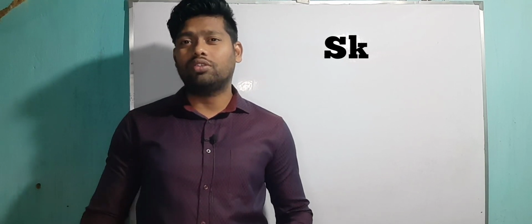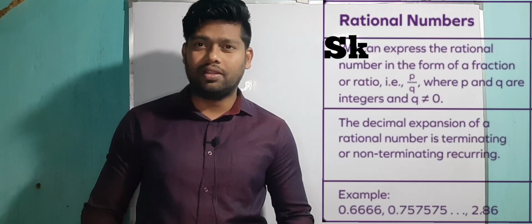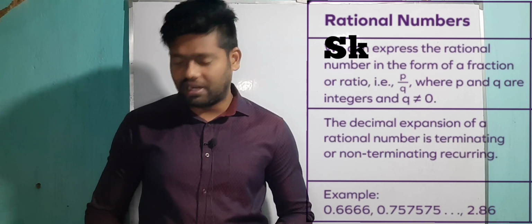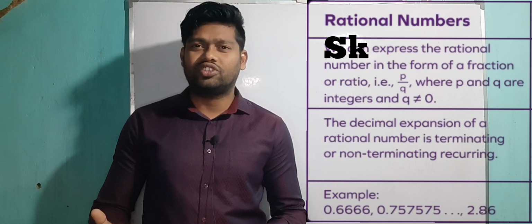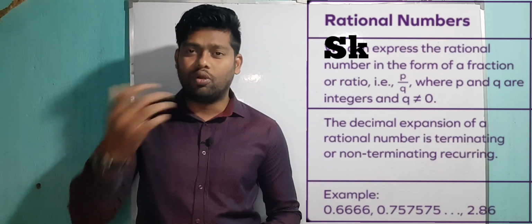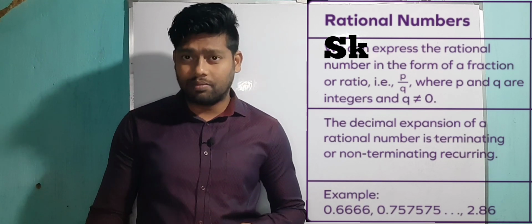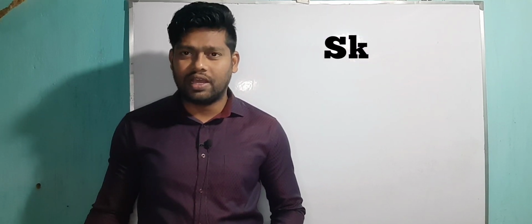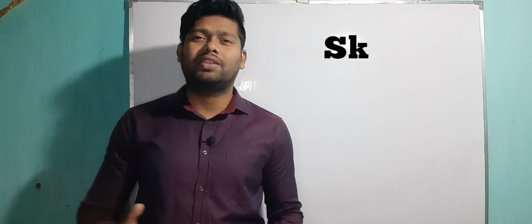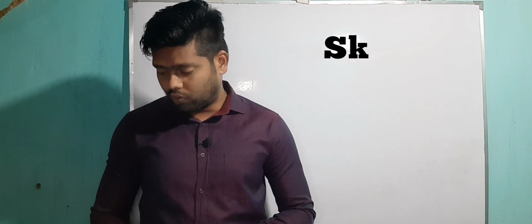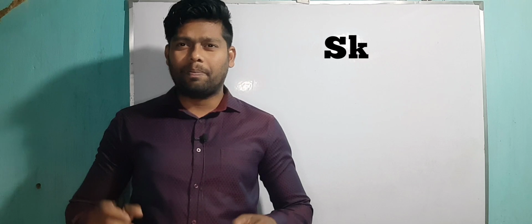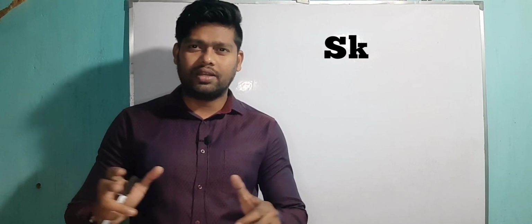Before going into the sums and the chapter, let me explain these terms: rational numbers, irrational numbers, how to differentiate between a rational number and an irrational number, how to place them on a number line, how to figure out what they are and how to use them, many things. One by one I will make your basics strong. So without wasting time, let us enter into the chapter.